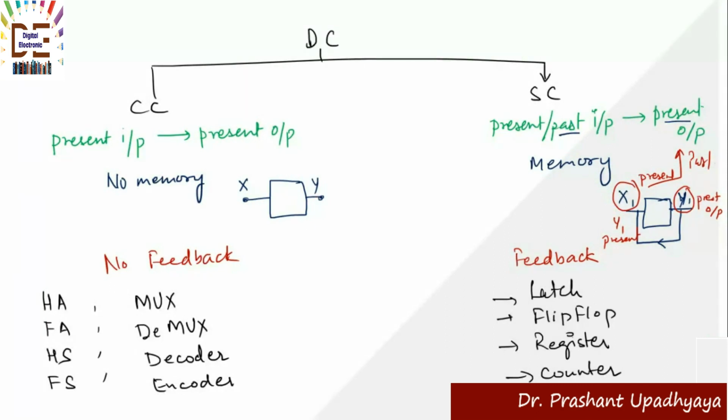So we can say it has a memory. When we are talking about the sequential circuit, it has a memory and it has a feedback. Whenever we are talking about the combinational circuit, combinational circuits are those which do not have a memory and there is no feedback.